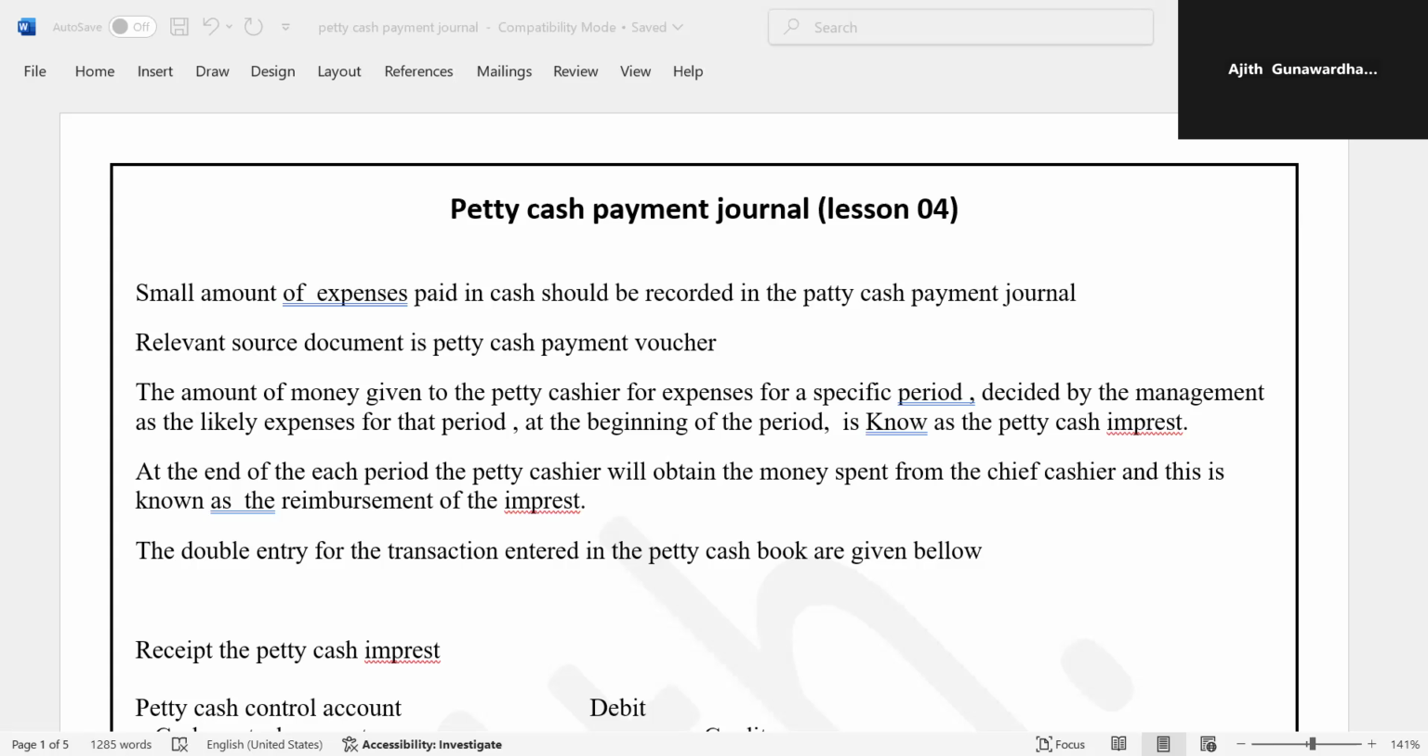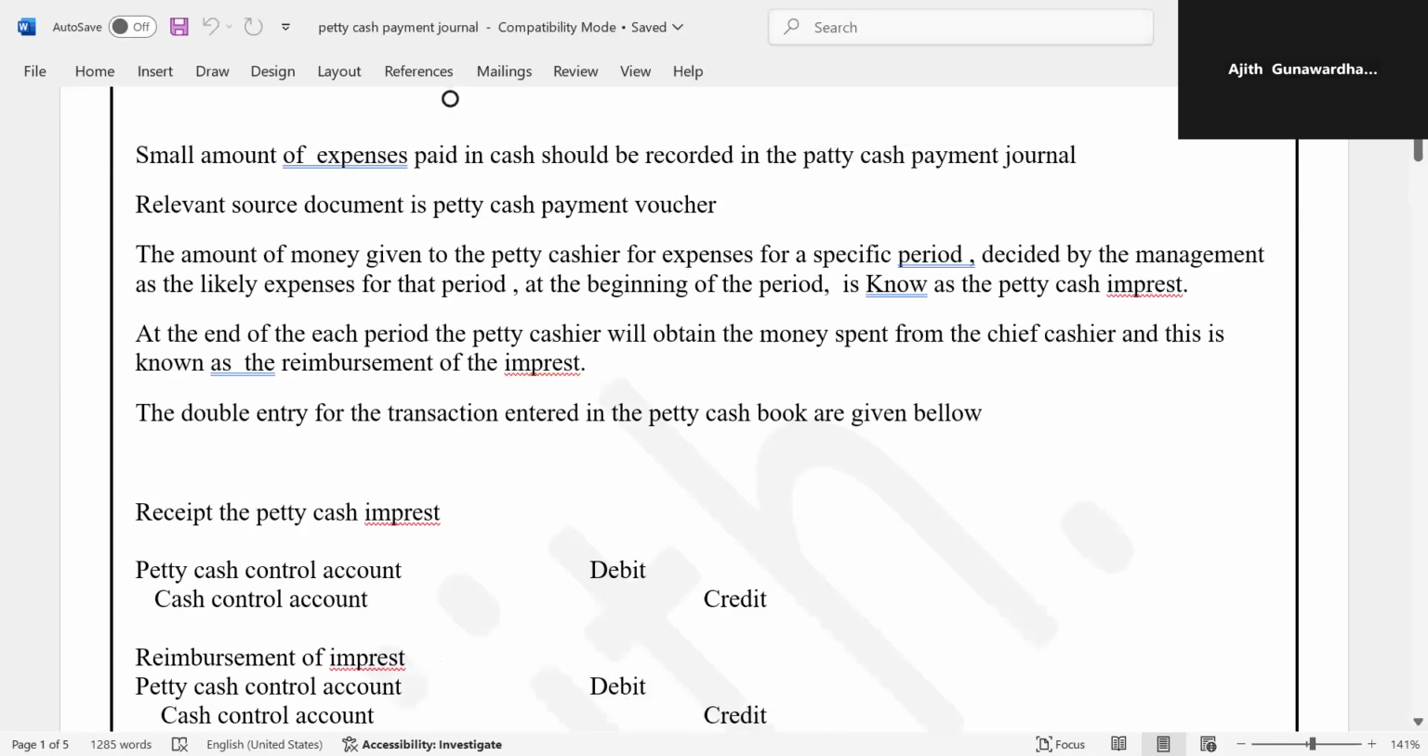But today I'm going to discuss, from the beginning, the petty cash payment journal. You have to know there are three pieces of information. For all the primary books, you have to know from the beginning what kind of information should be recorded. First, what kind of information should be recorded in the petty cash payment journal?